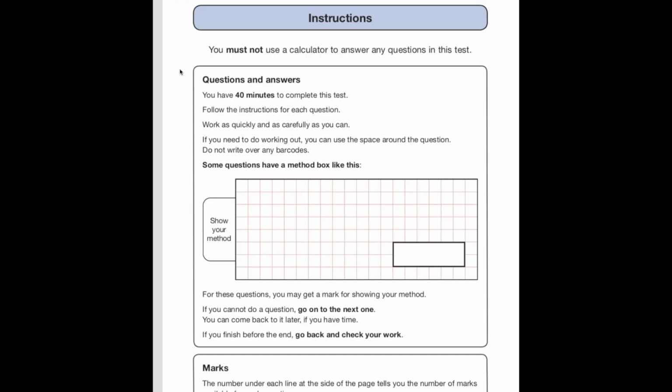As always, what I'd recommend that you do is go away, give yourself 40 minutes to complete the test. The link to the test is in the description so you can download and print it. Once the 40 minutes is up, come back, watch the video, see where you may have got the marks and also see where you may have gone wrong, so you've got something to work on for next time.